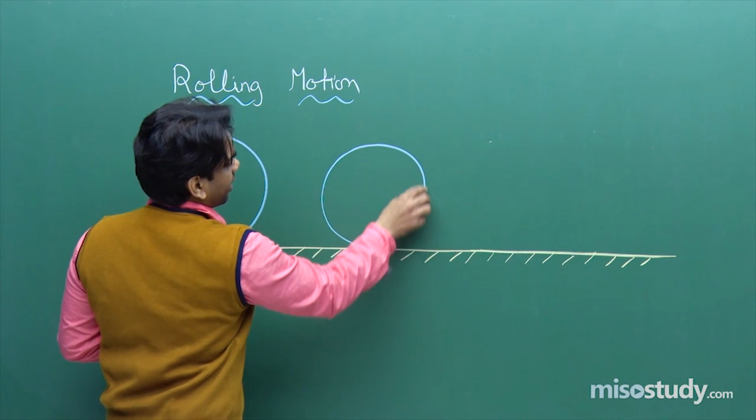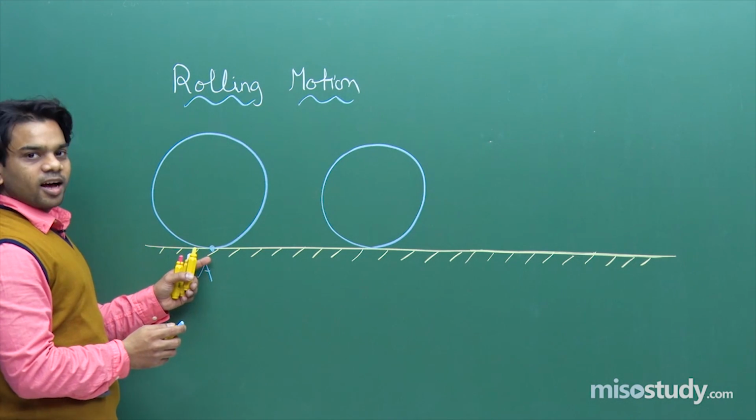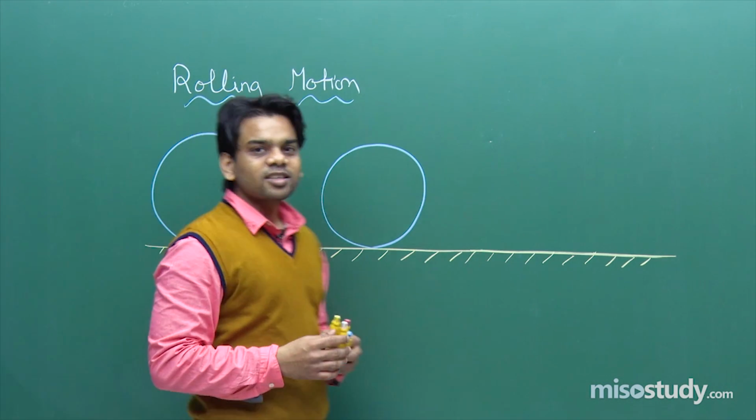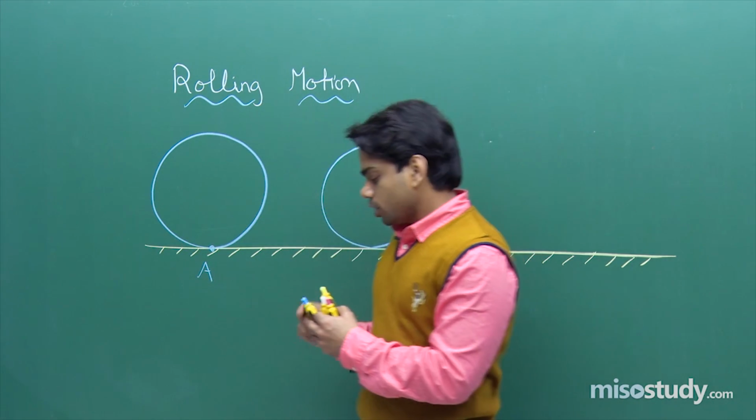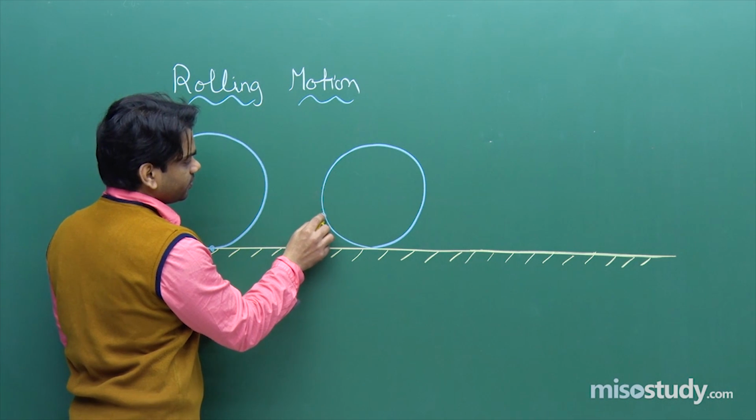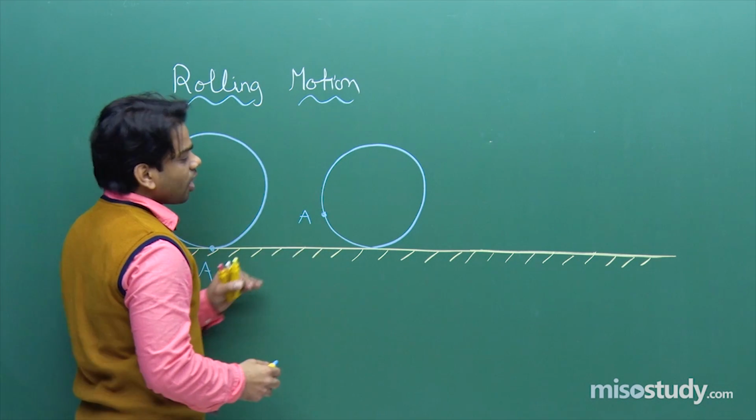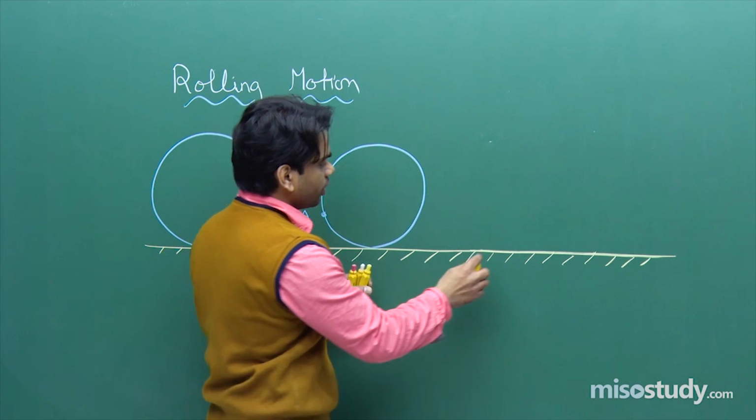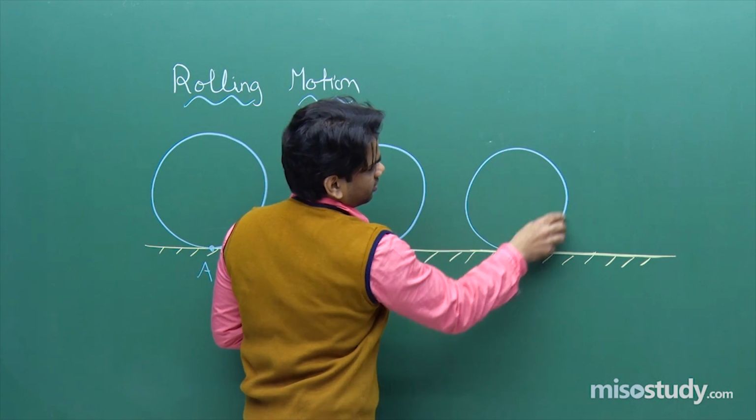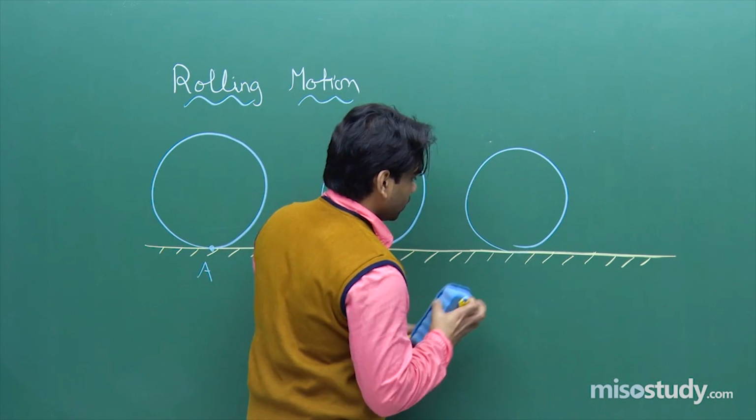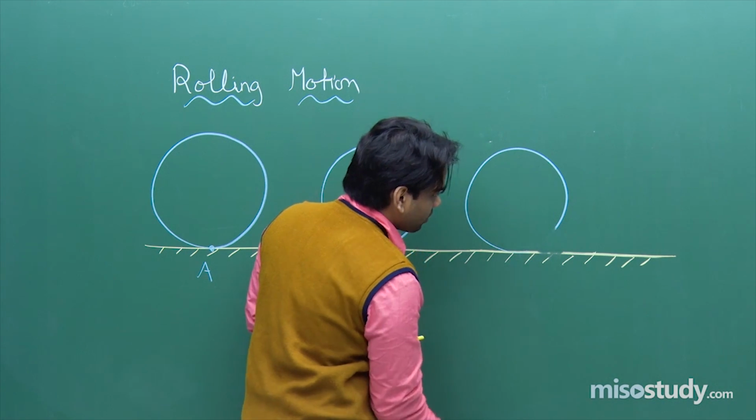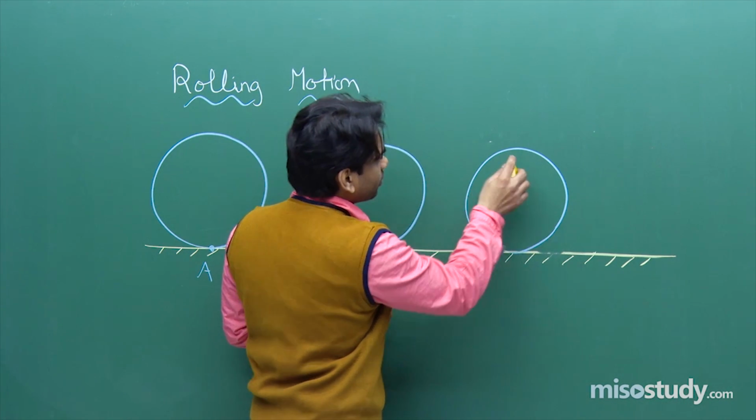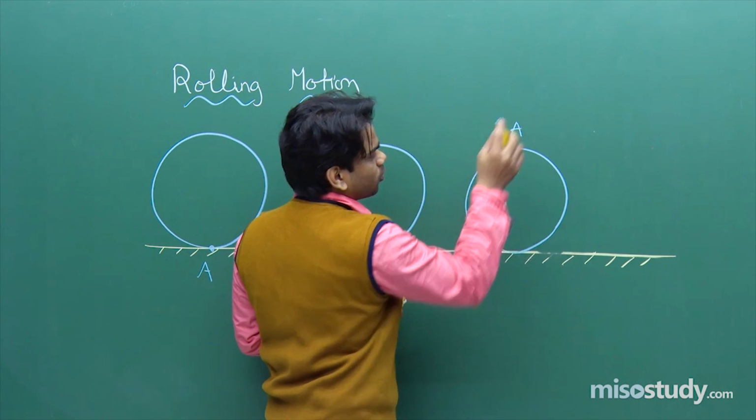This is the second position. Let's say A, after it was initially here, has reached some point, let's say here. So I'll mark this point A here. Now after reaching here, it would reach the topmost point. Let's say it has reached here after performing some more rotation, it would have moved in this way and reached the topmost point.